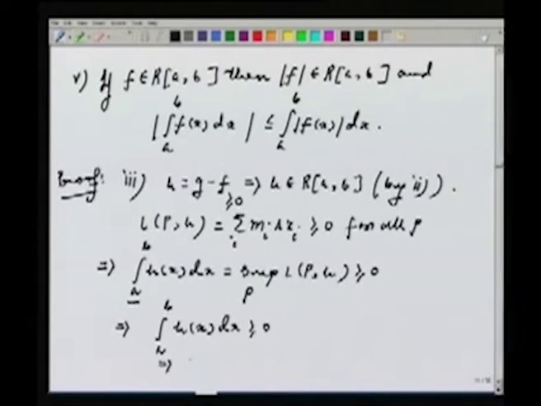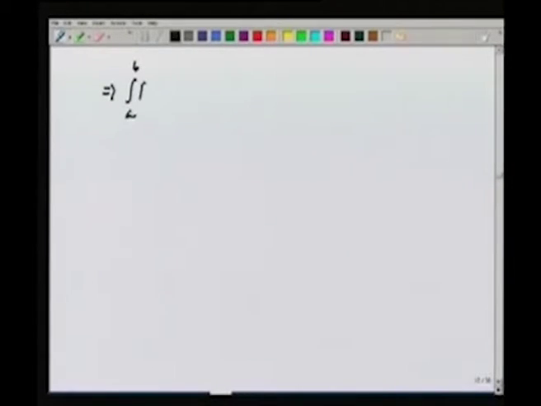But then this would imply that the integral from a to b of g(x) dx minus the integral from a to b of f(x) dx, this is again by 2, is bigger than or equal to 0. But that means the integral from a to b of f(x) dx is less than or equal to the integral from a to b of g(x) dx. This is the conclusion we wanted to prove. So this proves 3. Now I want to prove 5.